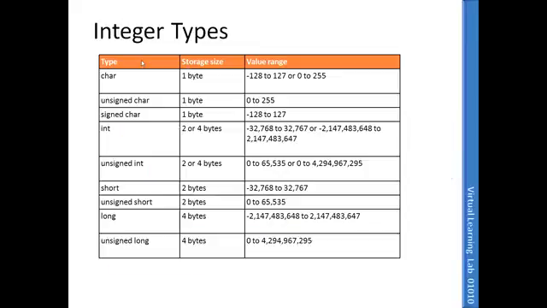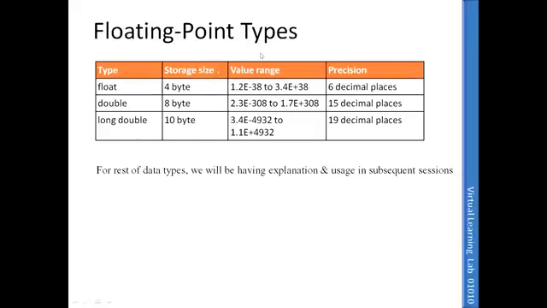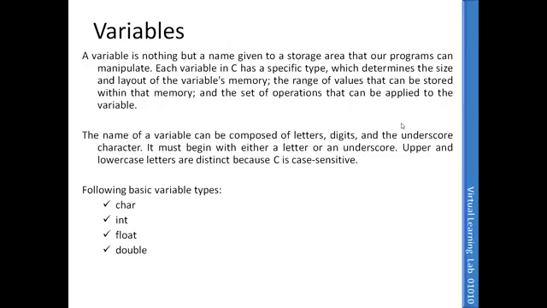In integer types, we can divide the types like character char of 1 byte, unsigned char, signed char, int, unsigned int, short, unsigned short, long, unsigned long. Depending on the value which you are going to store, you can use the data types. In floating points, we have float of 4 bytes with 6 decimal places, double with 15 decimal places, and long double with 19 decimal places. We'll be discussing these in subsequent sessions.